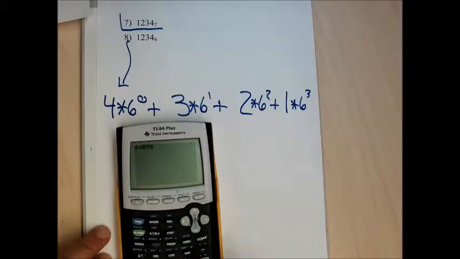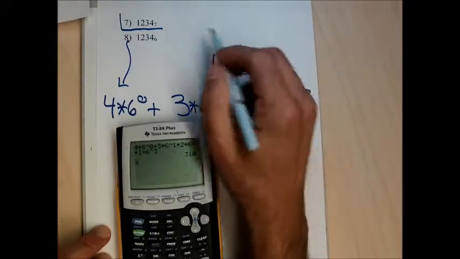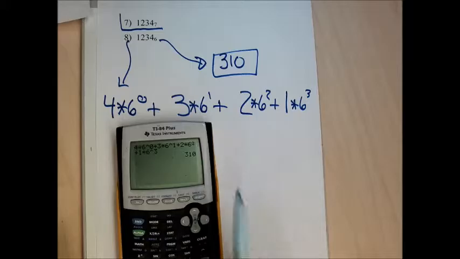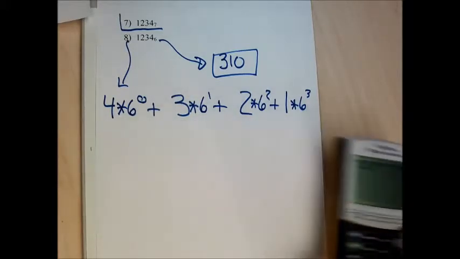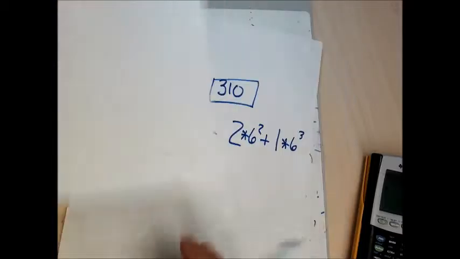4 times 6 to the 0 plus 3 times 6 to the 1 plus 2 times 6 squared plus 1 times 6 cubed. And for this problem, I get 310. So 1, 2, 3, 4 base 6 is equal to 310 base 10. And again, your problem 7, you're shooting for 466 base 10.